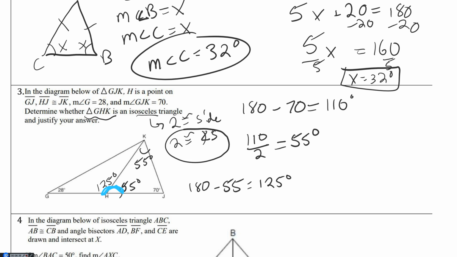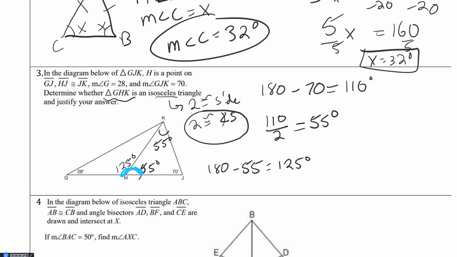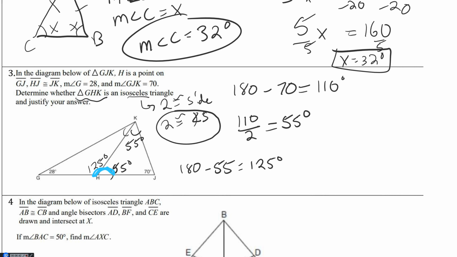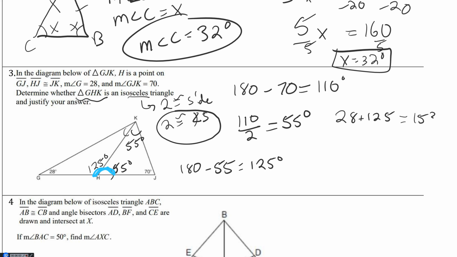Now, in order to find the last angle of that triangle, all we need to do is add up 28 and 125 to get 153, and subtract 153 from 180 to find that missing angle, and we find that the missing angle is 27 degrees. So it asked if triangle GHK is an isosceles triangle.